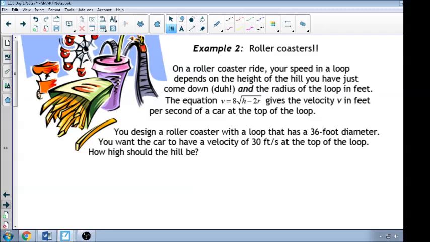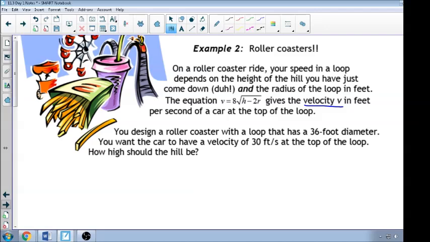On the back, we have some formula work. It says roller coasters. On a roller coaster ride, your speed in a loop depends on the height of the hill you have just come down and the radius of the loop in feet. The equation v equals 8 times the square root of h minus 2r gives the velocity v, in feet per second, of a car at the top of the loop. The h is going to be our height, the r is going to be our radius.